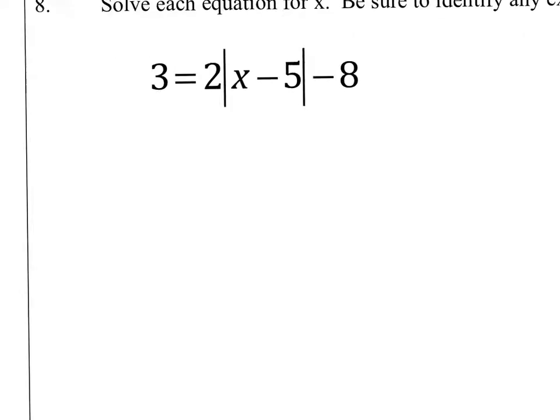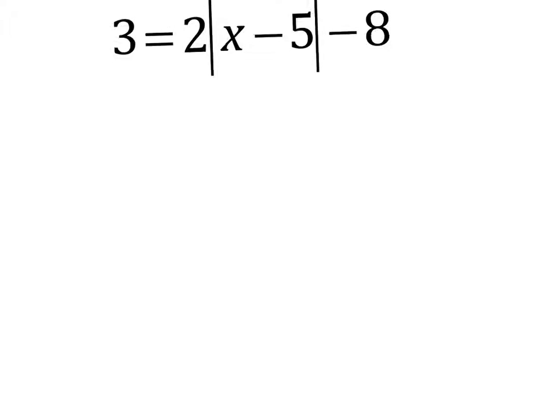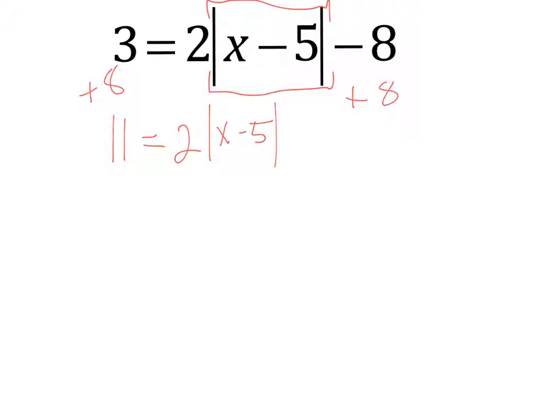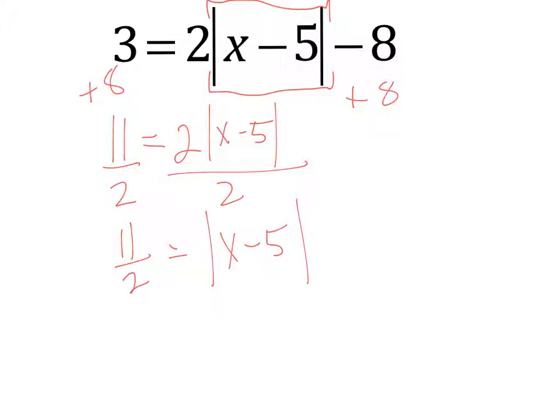Number 8, parts A and B, we've got some solving absolute value equations. First things first, let us get my absolute value part by itself. This is an awesome strategy to use for most of the things we're going to be looking at this year. If you can get the weird part by itself, that's going to make the rest of your life a little bit easier. So plus 8. I've got 11 is equal to 2 absolute value of x minus 5. Divide by 2. 11 over 2 is equal to the absolute value of x minus 5.